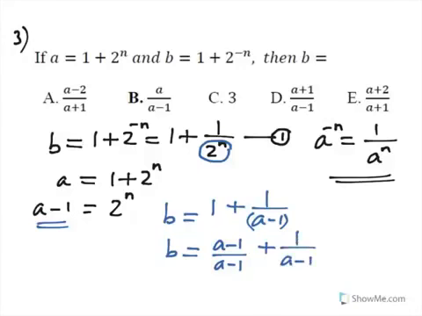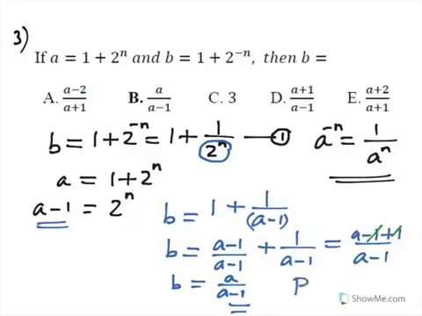Now if the denominator is the same, we can add them together. We add the numerators and the denominator stays the same. So that's what you get. Of course, negative 1 plus 1 is 0. So what are we left with? We're left with b equals a over a minus 1. That would be the answer, and the correct option to choose is in fact B.